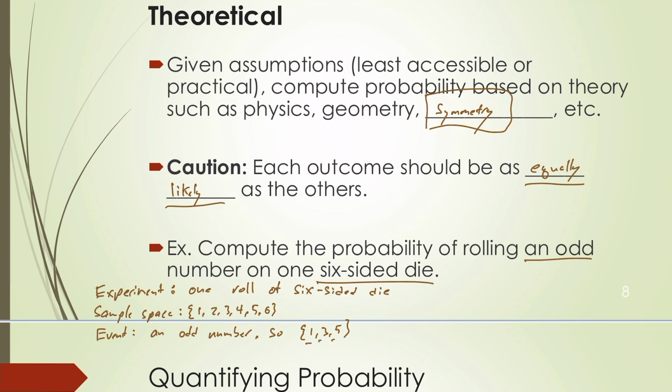The event has 3 possibilities out of a total of 6. And so the probability of this event, let's call it A, the probability of that event occurring, is going to be 3 over 6. 3 possibilities out of 6. And so that equals 1/2.